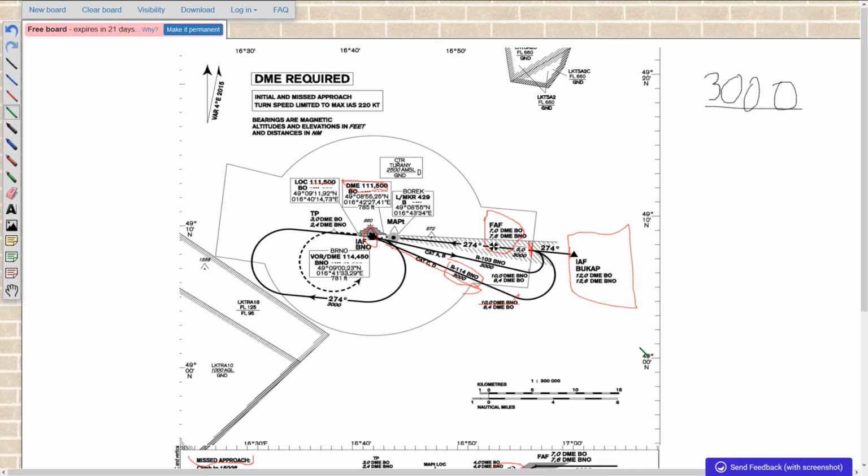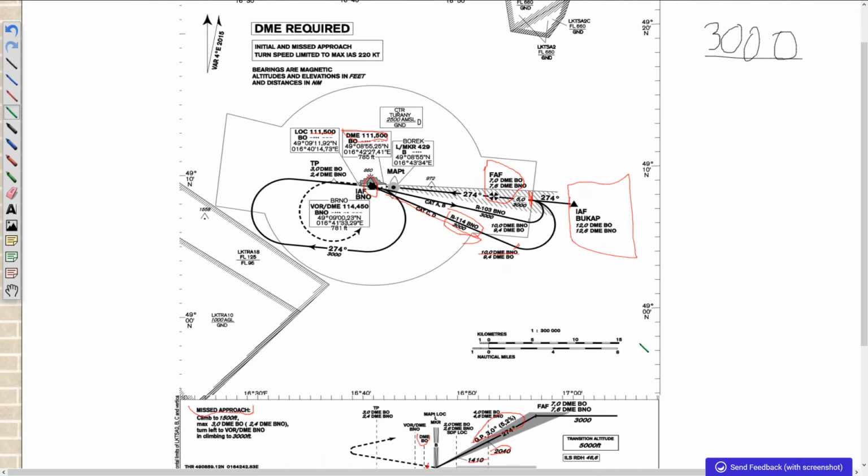I will try to find the Kutaisi airport. Yeah. Yay.